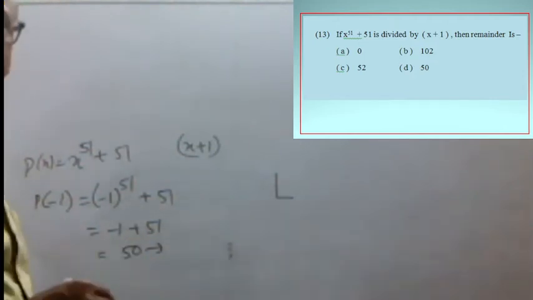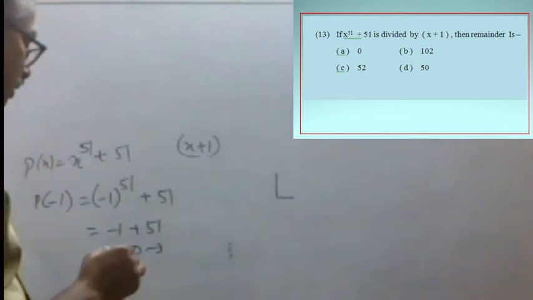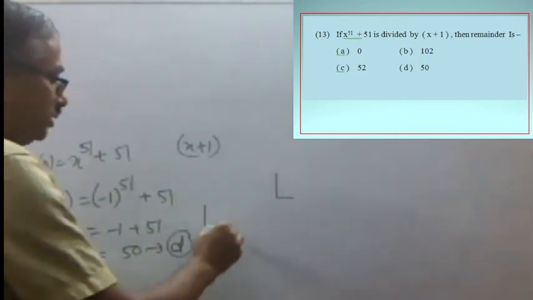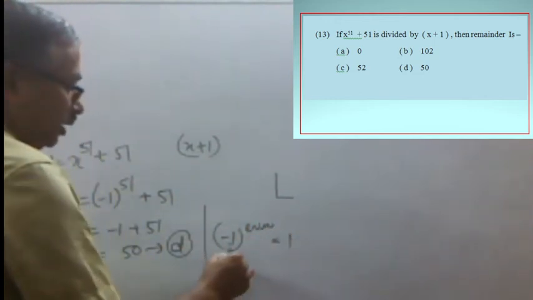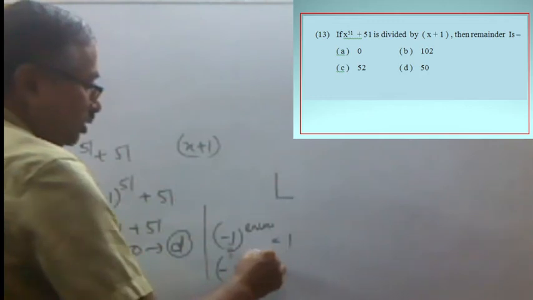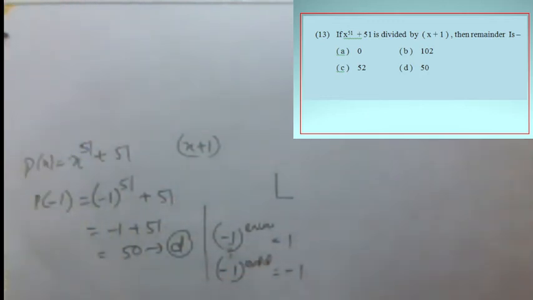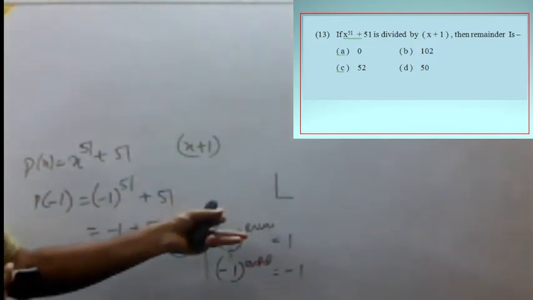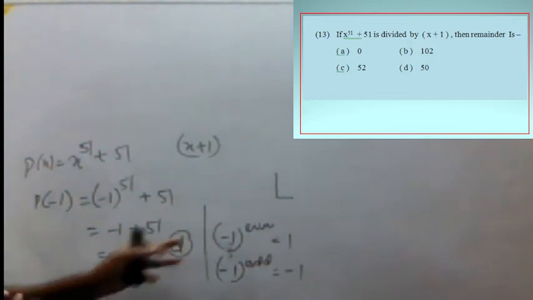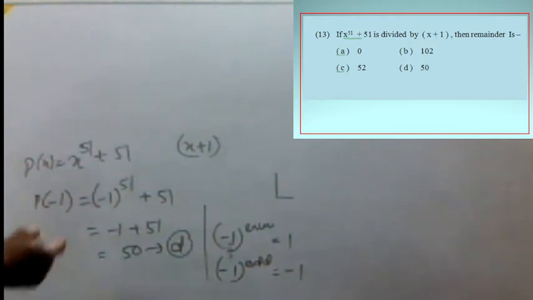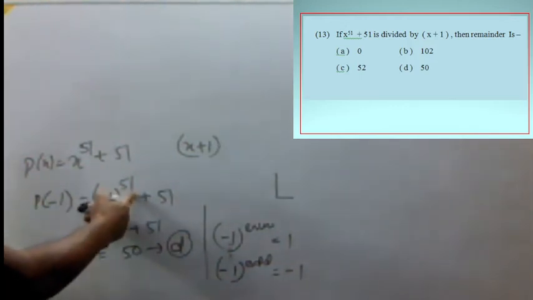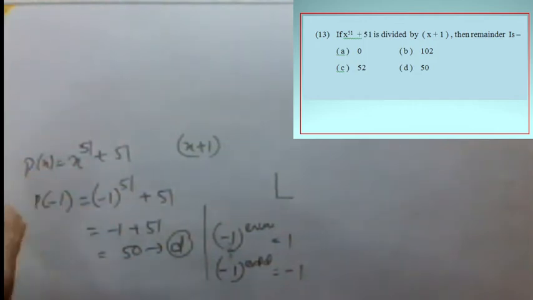So option D is the correct option, as minus 1 to the power of any even number gives 1. Minus 1 to the power of any odd number is minus 1. If minus 1 to the power of any even power, 2, 4, 6, then we will always get 1. If minus 1 to the power 3, 5, 7, then minus 1. Since 51 is odd, minus 1 to the power 51 is minus 1, plus 51. So option D is the correct option.